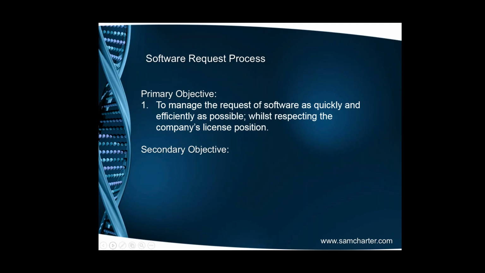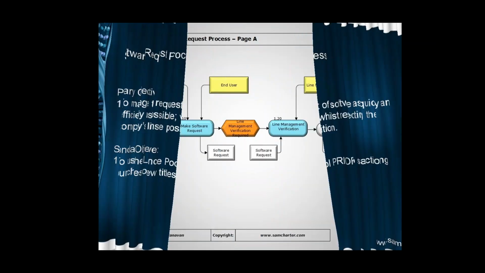However, on the flip side of that, oversimplifying the software request process for the sake of expediting requests at all costs can just as quickly lead an organization down the path of license non-compliance if the necessary due diligence steps aren't taken. The secondary objective of the software request process is to use the license pool prior to sanctioning the purchases of new licenses.